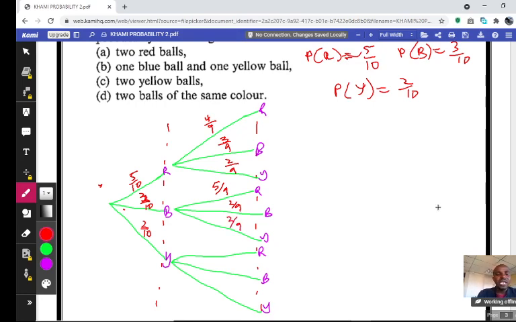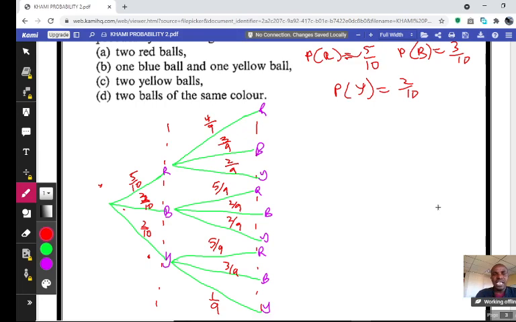Like this. Then going on to the yellow one, if I have picked the yellow, then the number of yellow here will be reduced by 1. So it will be 1 over 9 probability. Then the red balls will still be 5 over 9. And the blue balls will still be 3 over 9. So like this. So that's the probability tree diagram based on those outcomes. Then using this tree diagram, you can be able to answer the questions.